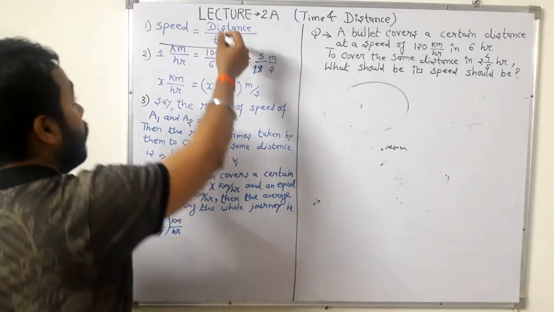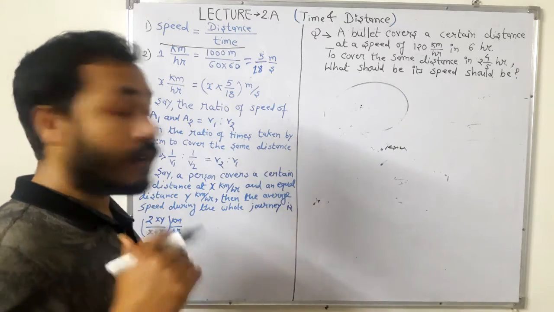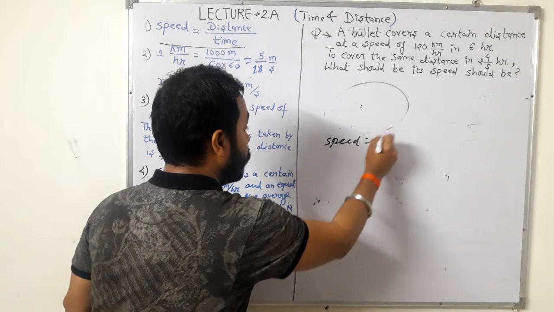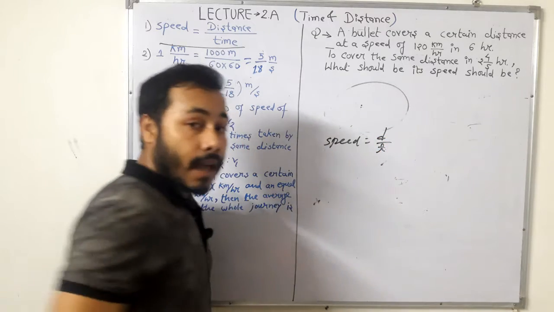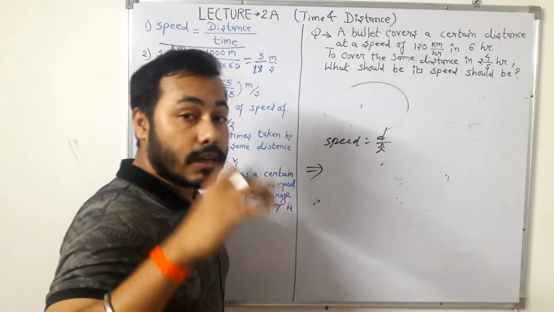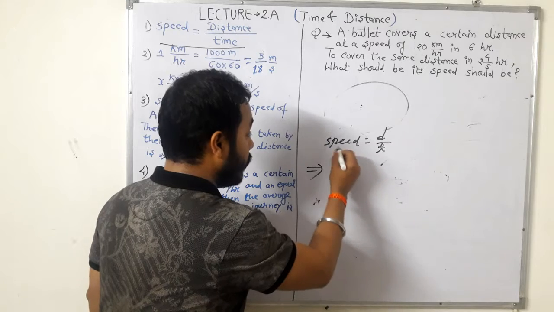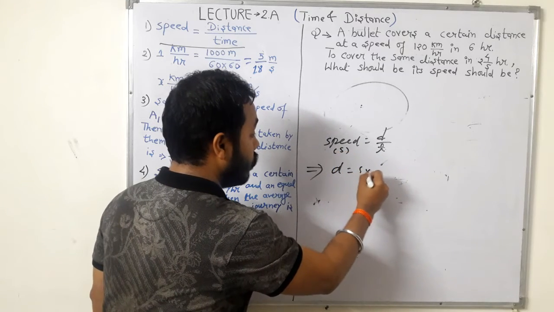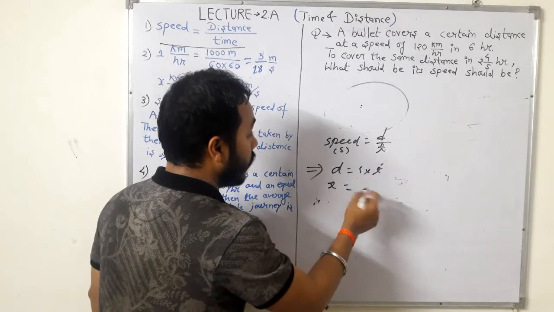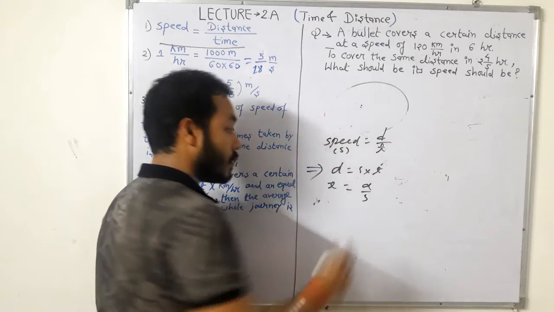Speed is nothing but distance divided by time. Do remember, speed is equal to distance divided by time. And many times the question may ask what distance is covered with a particular speed in, suppose, 2 hours. If s denotes speed, then distance is s into t. Or suppose we want to calculate time when speed and distance are given, then time is equal to d by s.